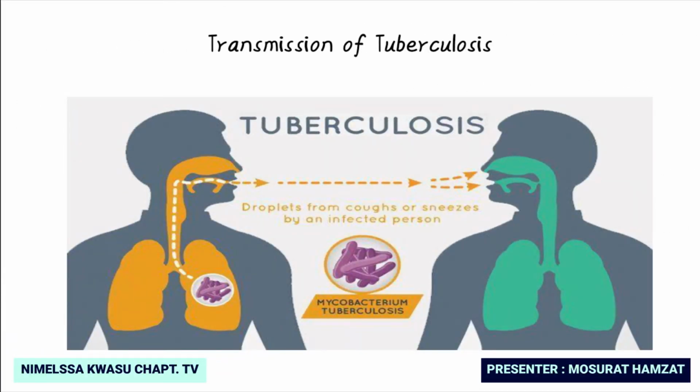Now, talking about the transmission of tuberculosis. How is tuberculosis transmitted? But before I move to transmission, firstly we have to know that anyone can get infected with tuberculosis. Also, it is not a past disease. This disease is still rampant. It is everywhere in the world. It is in Asian countries, African countries, European countries, anywhere in the world.